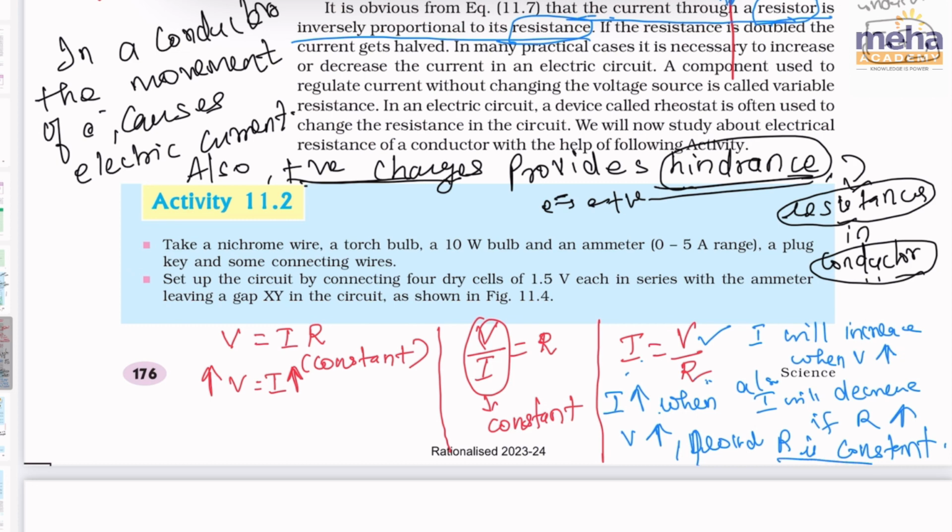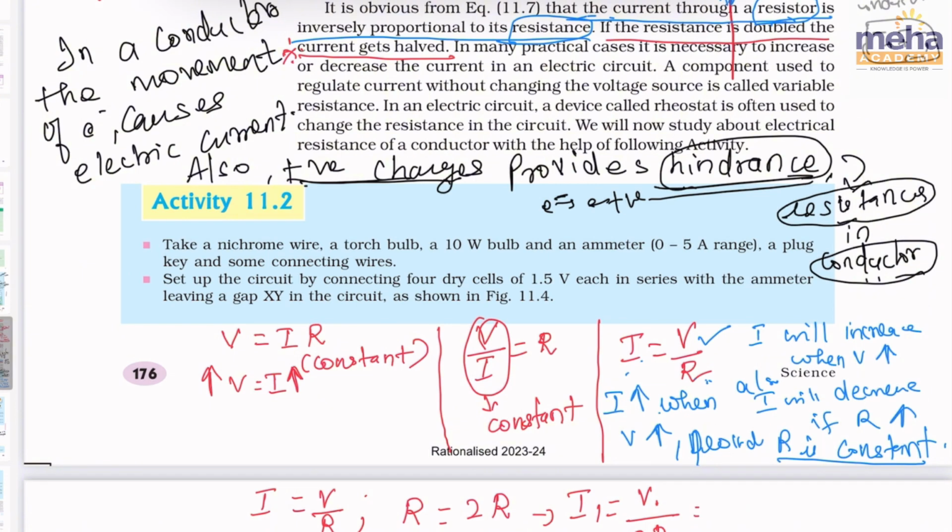I said, if R is not constant, consider this sentence: if the resistance is doubled, the current gets halved. It's a very important question. Explanation: we know the formula is I is equal to V by R. Now, according to the question, R is doubled, that means R becomes 2R. Therefore, to find the current, I1 is equal to voltage V1 by 2R.